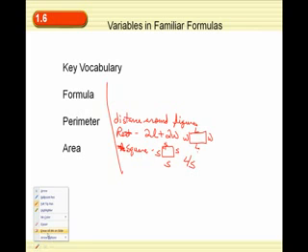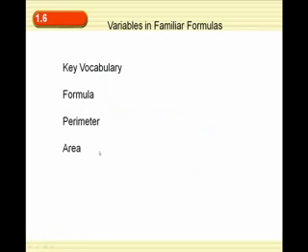So let me erase those, and then let's talk about area now. The area covers a figure. And when I say that, it means like putting down carpet, painting a wall, planting grass, that's all covering an area. We have a rectangle. The area is just length times width.